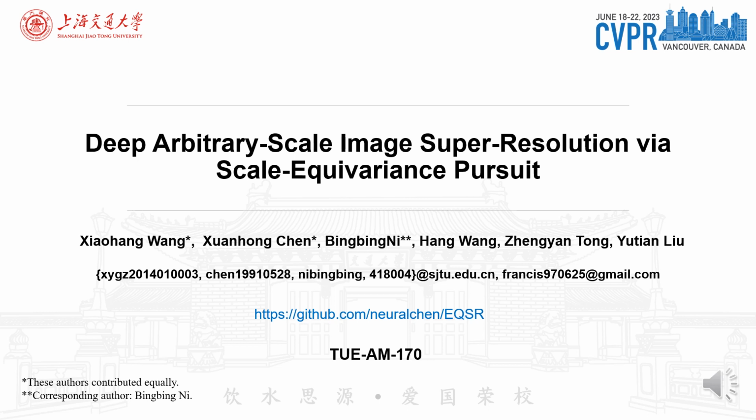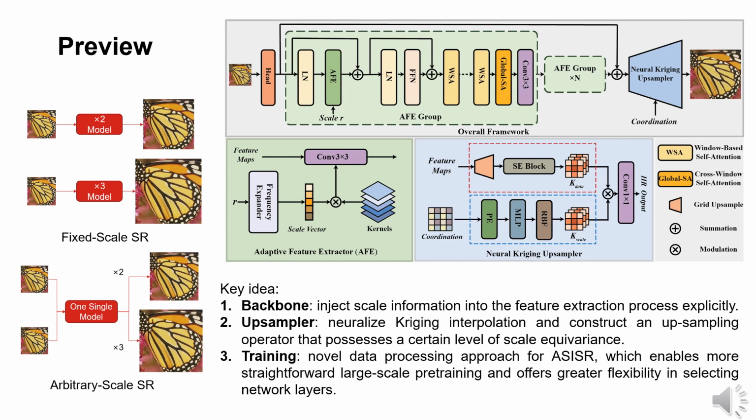This talk is about deep arbitrary scale image super-resolution via scale-equivariance pursuit. Our goal in this work is arbitrary scale super-resolution, which aims to use a single model to achieve image upsampling at any real-valued scaling factor. The key ideas of our work are as follows.